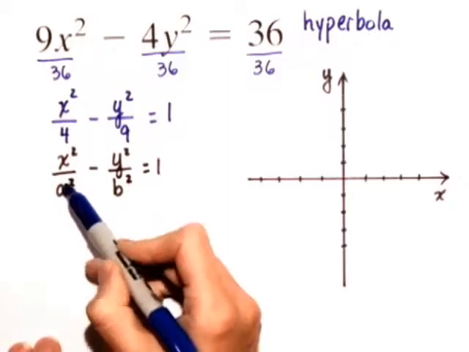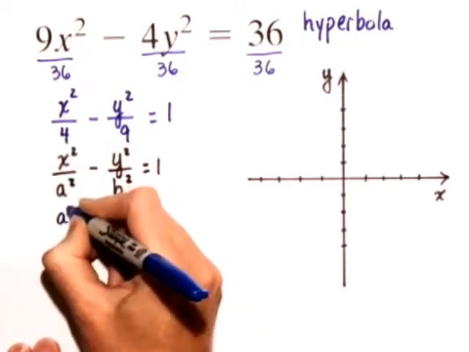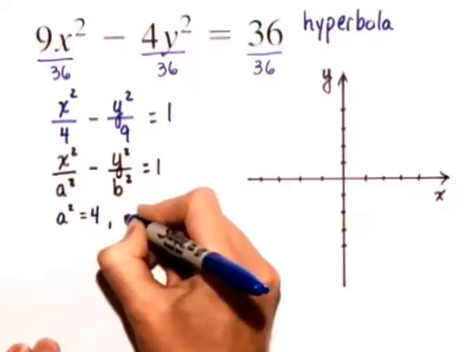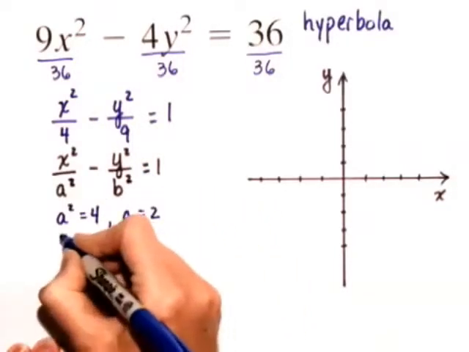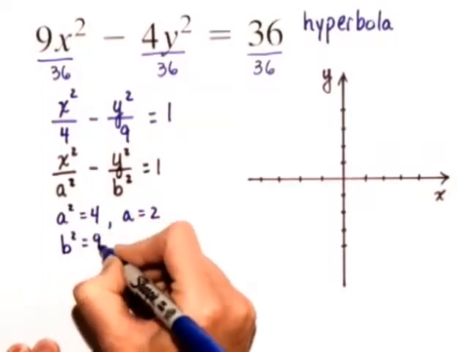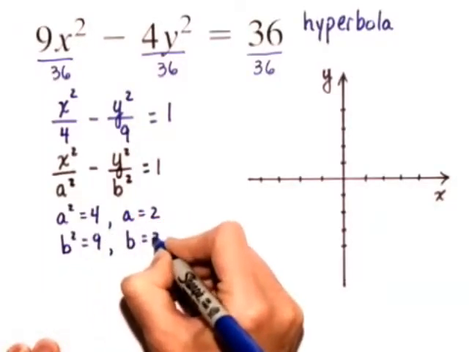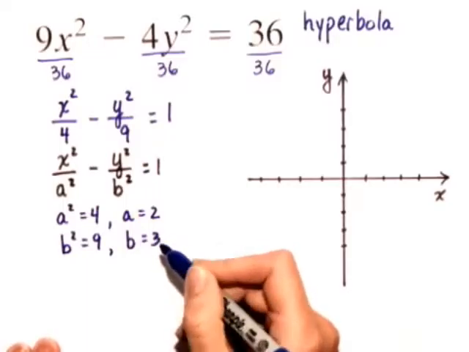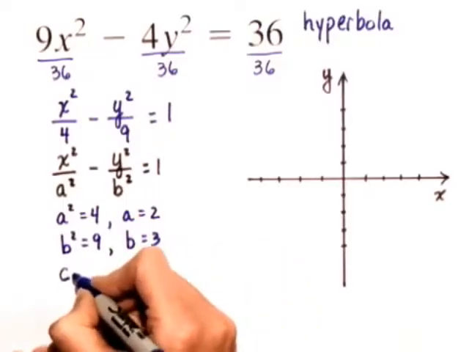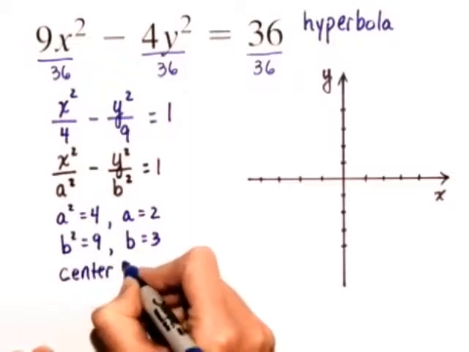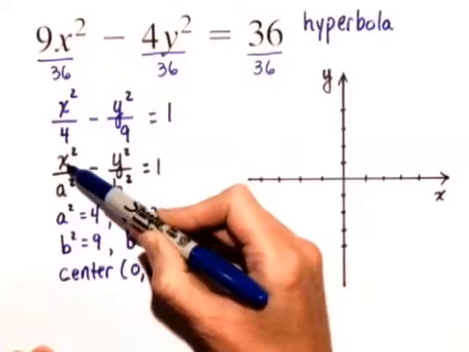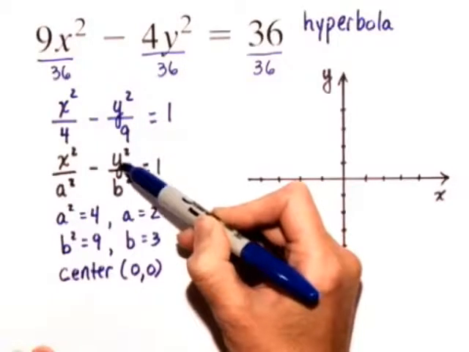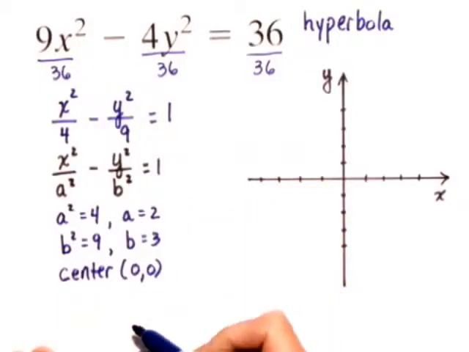We can see that a squared is equal to 4, so that means that a is equal to 2, and also b squared equals 9, so that b is equal to 3. We can also see that the center is located at 0, 0, because we don't have x plus or minus some quantity squared or y plus or minus some quantity squared. So let's start first with this information.